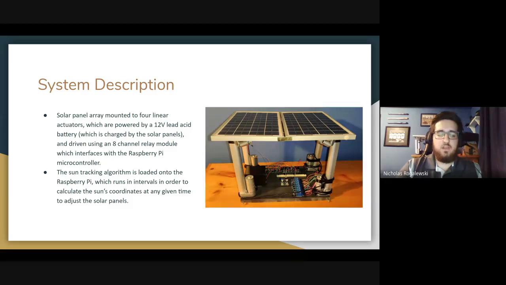So as Peter said, our system is comprised of 4 linear actuators positioned at the corners of the solar panel array, which are powered by a 12-volt lead-acid battery, which is charged by the solar panel. The linear actuators are driven by an 8-channel relay module, which will interface with the microcontroller, in our case the Raspberry Pi, which has the algorithm loaded onto it to track the position of the sun. It will send the instructions to the relay module, which will interface with the linear actuators to reposition the solar panel.